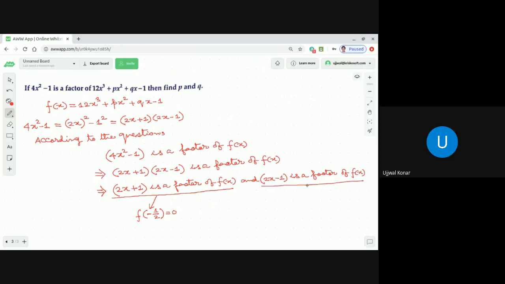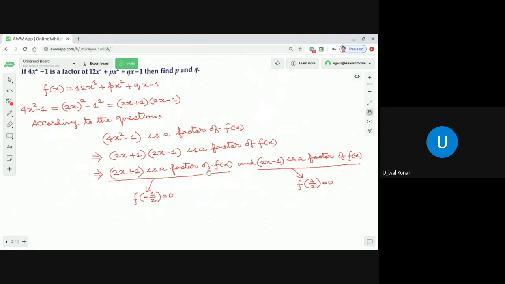When we say that 2x minus 1 is a factor of f(x), from here what can we conclude? f of 1 by 2 is equal to 0. Clear or not clear? Now when we say that f of minus 1 by 2 is equal to 0, we just apply the value x equal to minus 1 by 2 in that expression f(x). Correct or not?